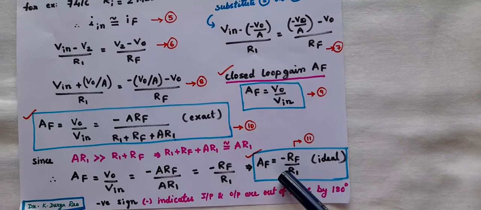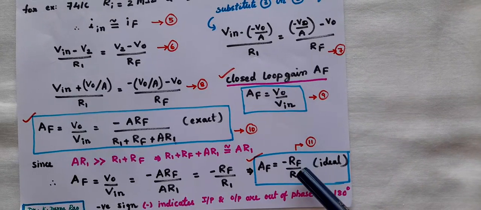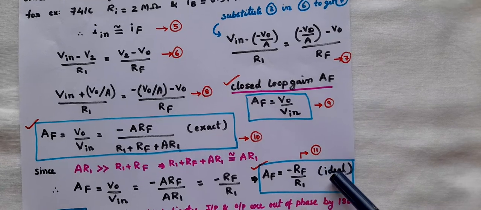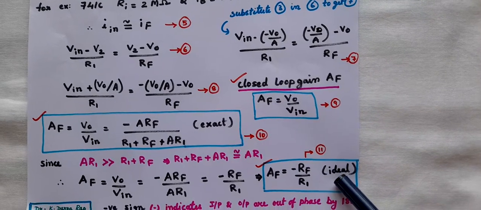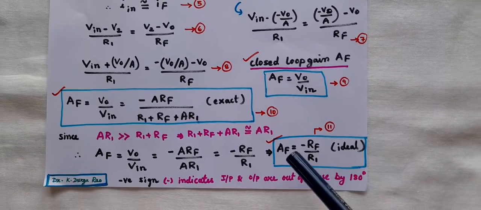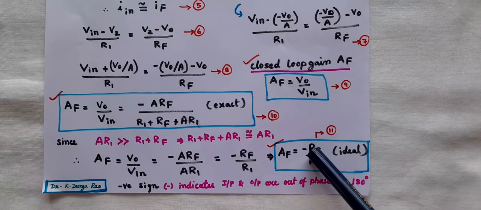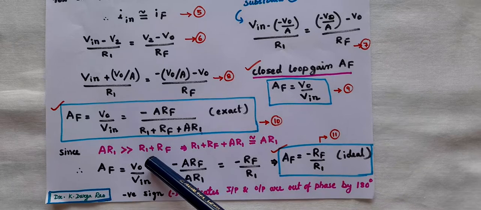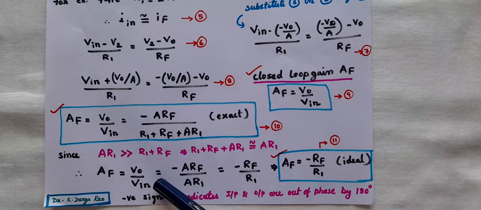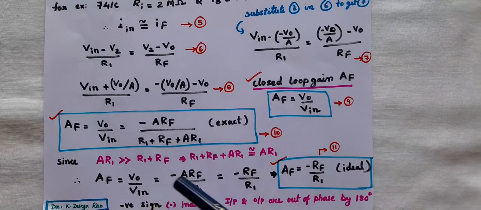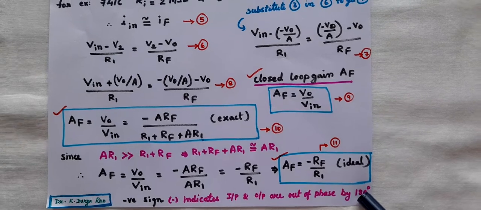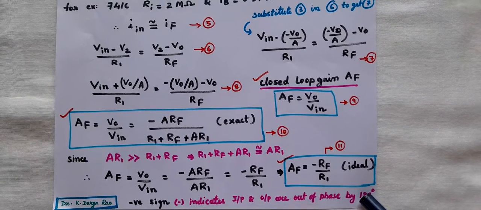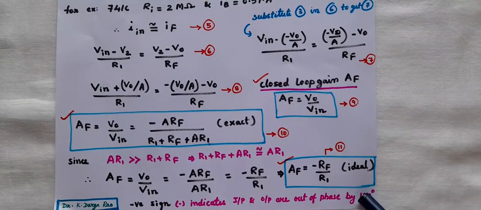So what is AF coming now? Minus RF by R1, which is known as the ideal equation. What is the negative sign indicating here? The negative sign is indicating that the output voltage V naught and input voltage V in are out of phase by 180 degrees. I hope the derivation is clear.